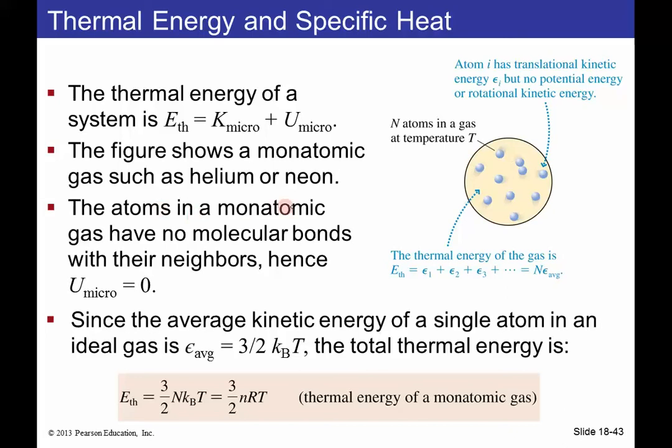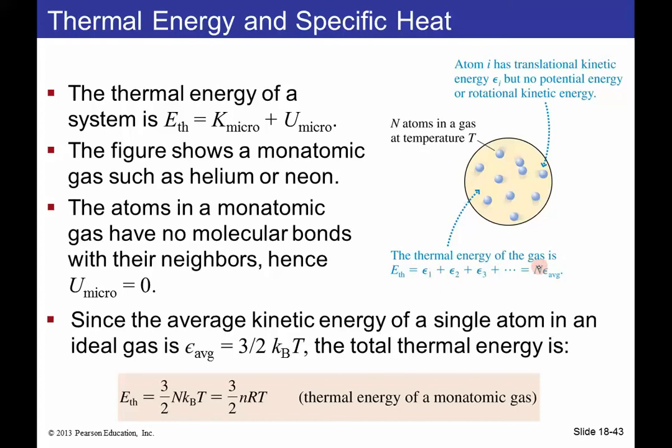So the atoms in a monoatomic gas have no molecular bonds, so therefore this term here is zero. So now what is the energy then of this system? Well, the energy is just the sum of the kinetic energy of all the particles. So the thermal energy is equal to the sum of the energy of particle 1 plus 2 plus 3 plus 4 and so on. And this is just the kinetic energy.